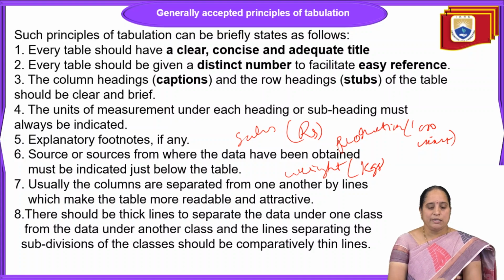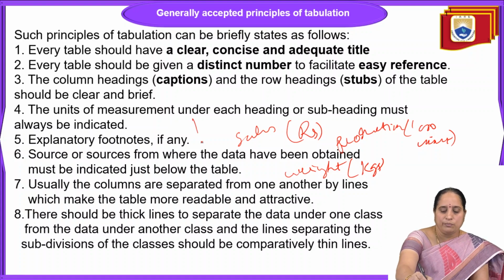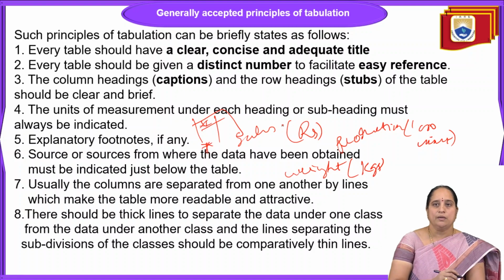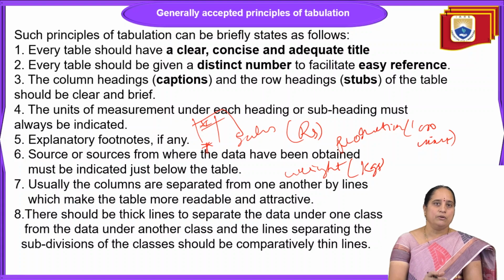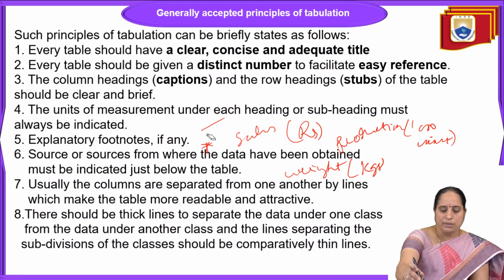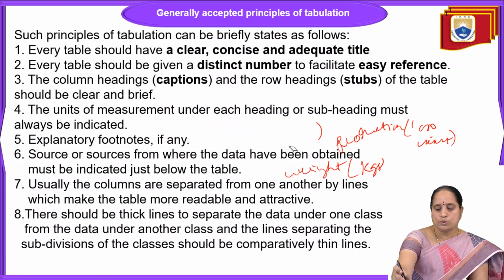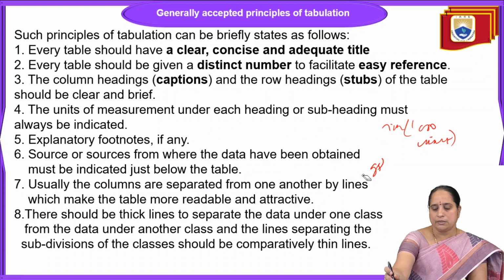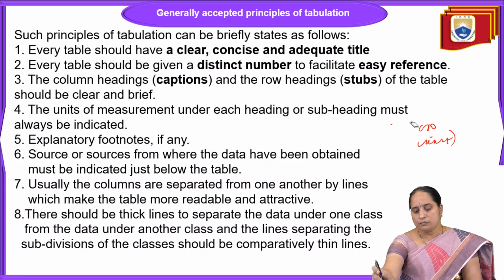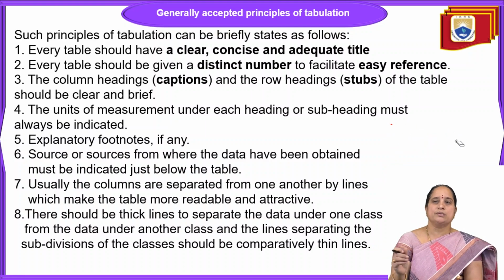The next one is the explanatory footnote, if any. If you want to explain anything about a particular thing, in the table we mention a star mark, and what that asterisk represents should be specified below the table in the footnote. Then the source or sources from where the data have been obtained must be indicated just below the table. Under source note, for example, if you have extracted the table from any book, just mention the book name.